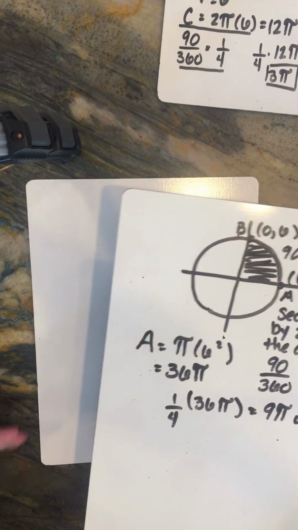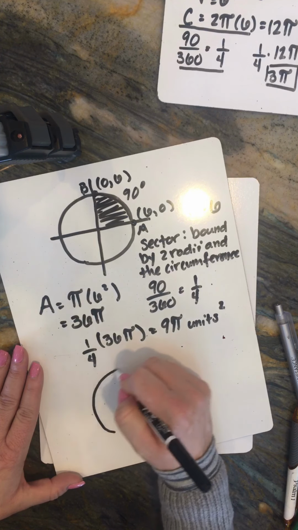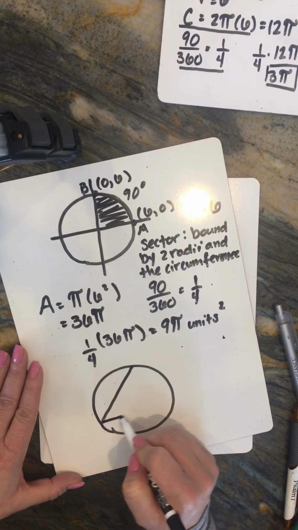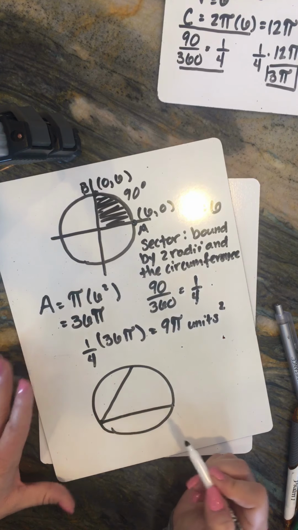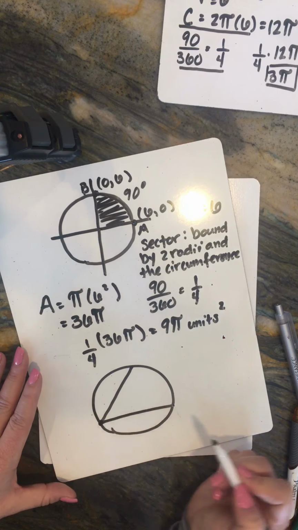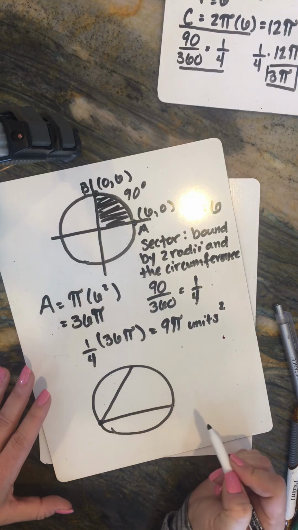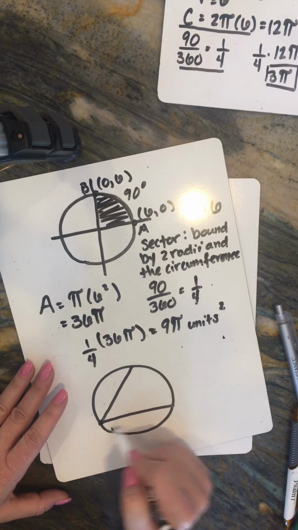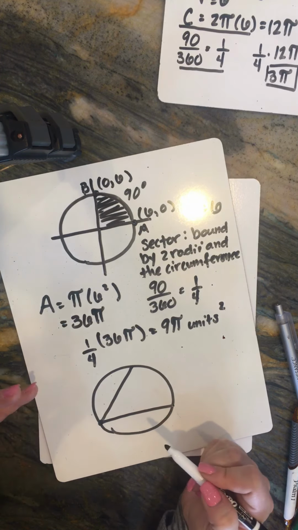Let's talk about another part of a circle. So here's our circle. We're going to draw an angle inside of the circle. The vertex of the angle is on the circle. So it's not floating inside, the vertex is actually on the circle. So we inscribed the angle in the circle.